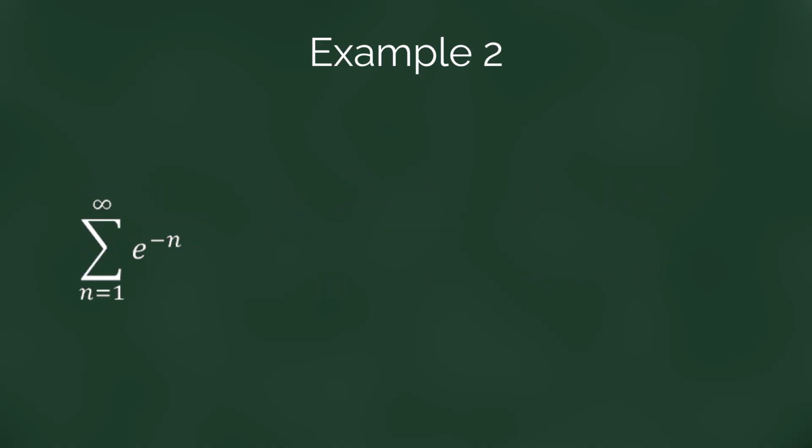For our next example, let's examine the sum from n equals 1 to infinity of e to the negative n. Applying the divergence test, we get to inspect the limit as n approaches infinity of e to the negative n, which is the limit as n approaches infinity of 1 over e to the positive n. And clearly, as n gets larger and larger, our denominator gets bigger and bigger, which means that this limit is 0. The fact that it's 0 tells us that the divergence test is inconclusive.